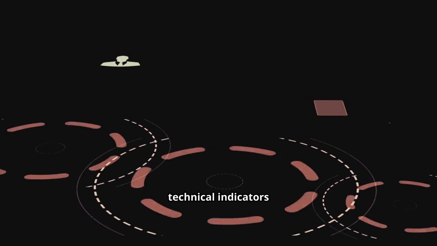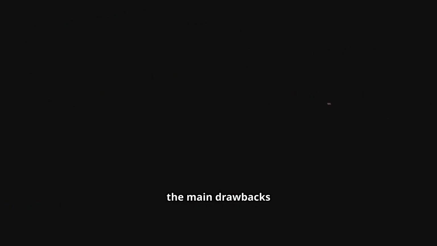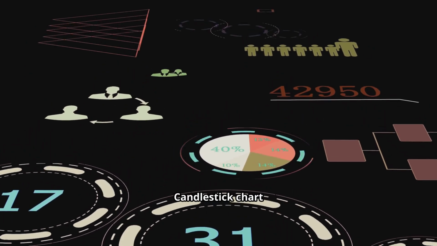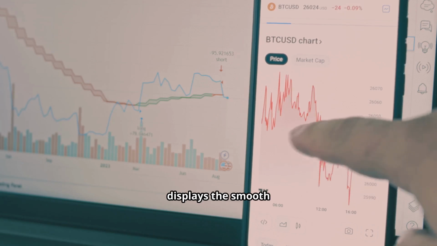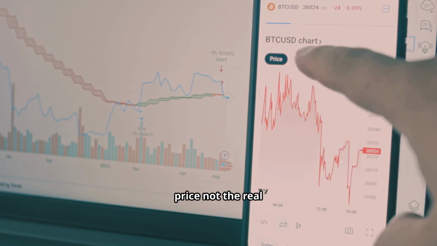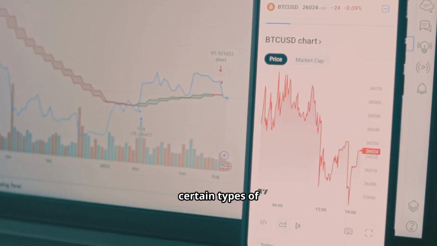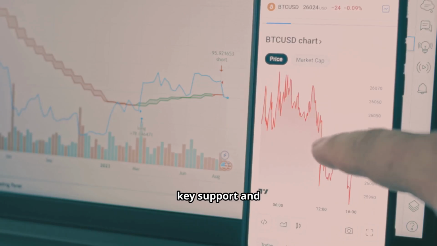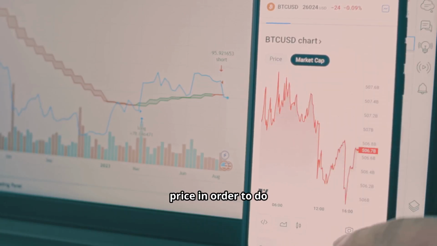However, as with any technical indicator, the Heikin-Ashi has a couple of drawbacks, and one of the main drawbacks is that it doesn't provide the same information as a traditional candlestick chart. The reason is because the indicator only displays the smoothed-out version of the price, not the real price, and this may restrict a trader's ability to perform certain types of analysis, such as identifying chart patterns or finding key support and resistance levels, because we would need to see the real price in order to do that.